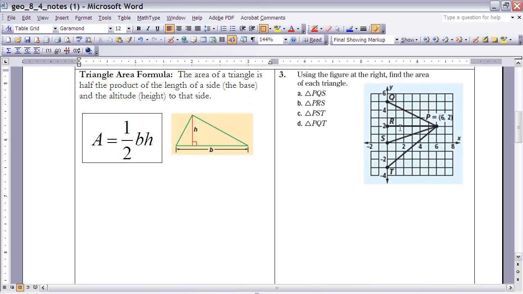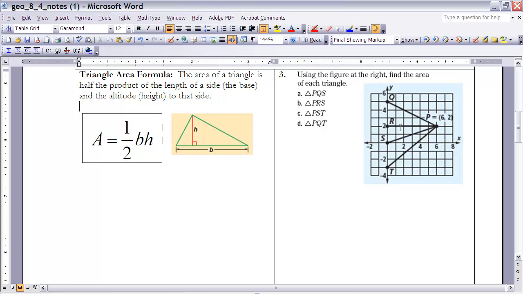So let's take a look at example 3 here. It says, using the figure at right, find the area of each triangle. Well, to find the area of each of those triangles, I need two numbers for each of them. One is I need to know what the length of the base is, and the other thing that I need to know is what is the height, or what is the length of the altitude.